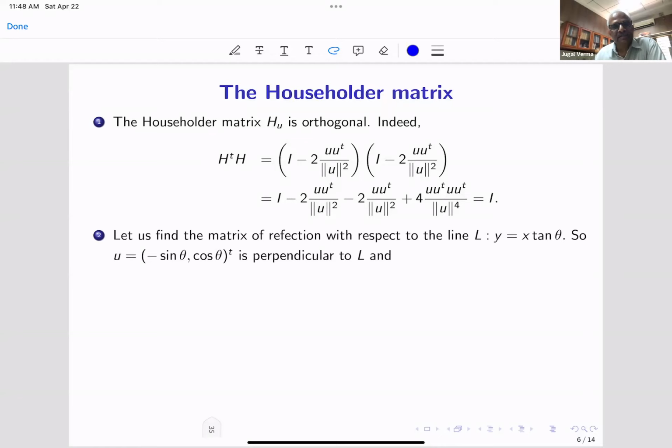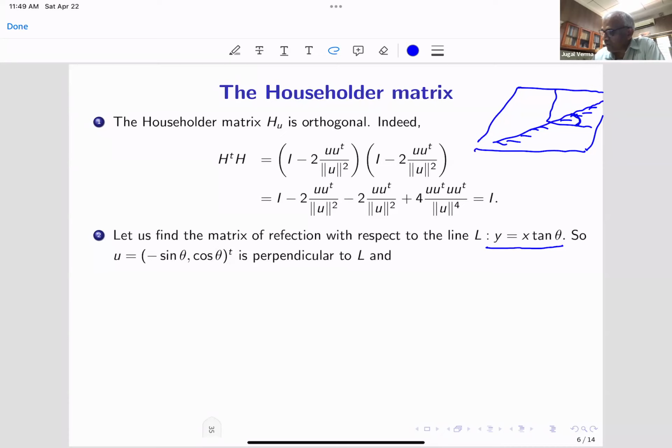Let us apply this. This is a situation in Rn, but let us specialize this to the plane. So in the plane, what is a reflection? Suppose I have the XY plane, then take a line passing through the origin, and I can apply reflection with respect to this line. Suppose that the equation of this line is y equal to x times tan theta. So this angle is theta.